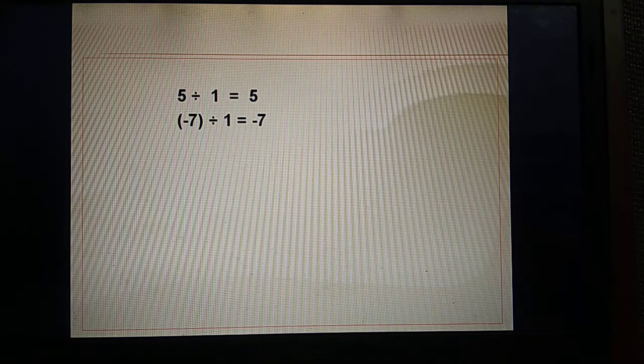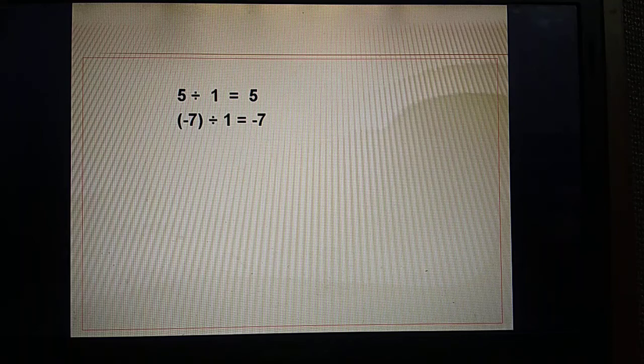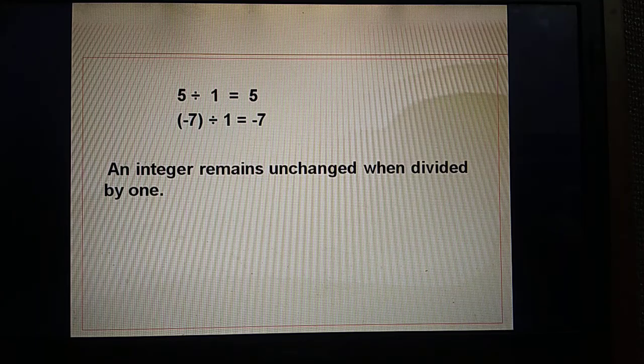Now, can you tell me what happens when we divide any integer by -1? Yes. We can say that if any integer is divided by -1, it does not give the same integer. It will change its sign. Yes. So, after dividing an integer by -1, it will give you the opposite integer. So, an integer remains unchanged when divided by 1.